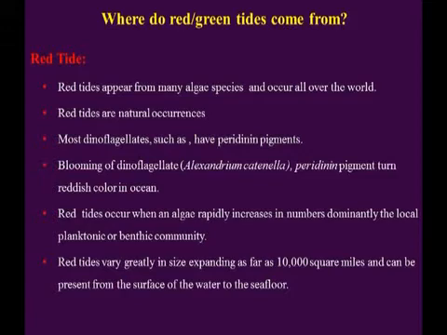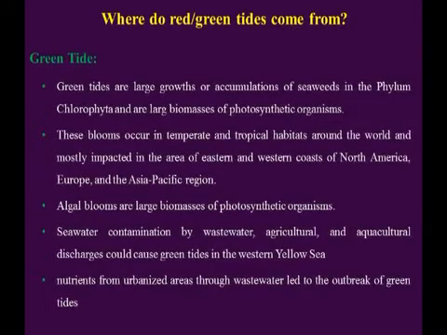Red tides occur when an algae rapidly increases in numbers, dominating the local planktonic or benthic community. Red tides vary greatly in size, expanding as far as 10,000 square miles, and can be present from the surface of the water to the seafloor.